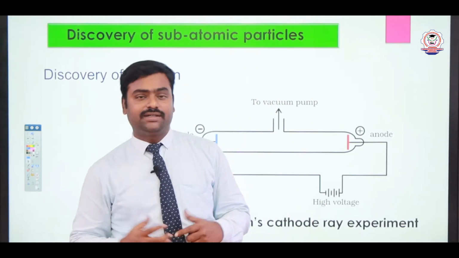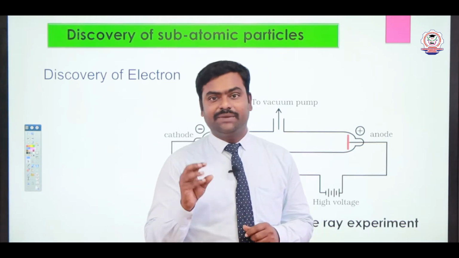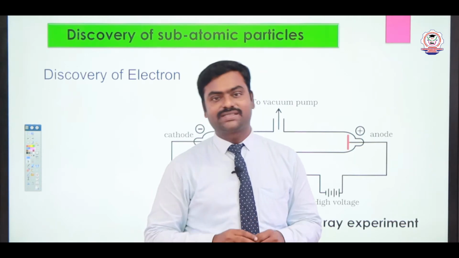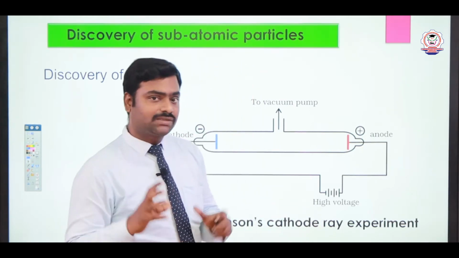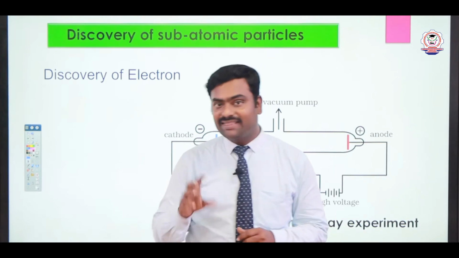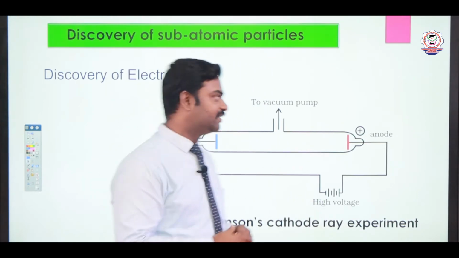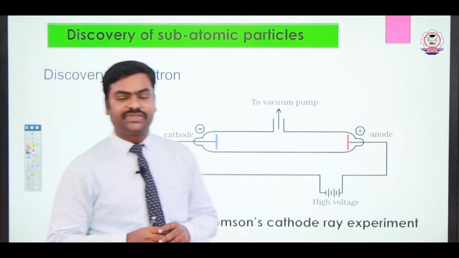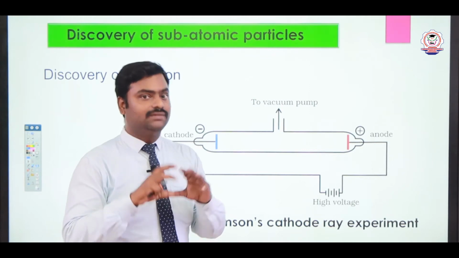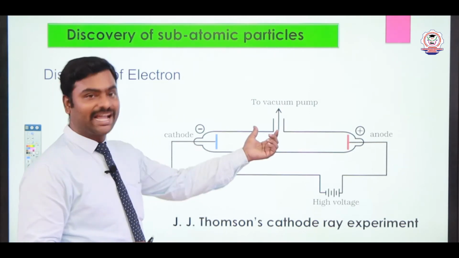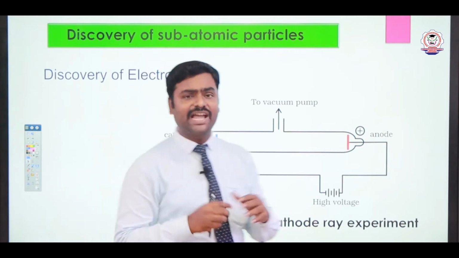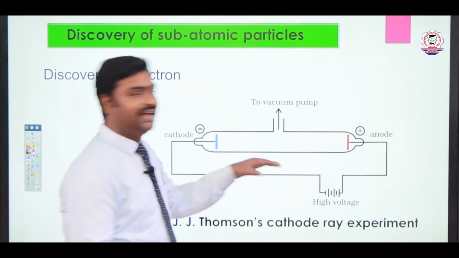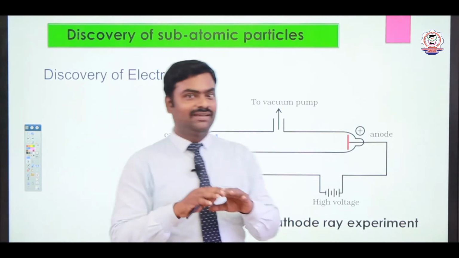I know that you all know about the discovery of electron. J.J. Thomson, yes, he is the one who discovered the electron. He was doing an experiment known as the cathode ray experiment. He was using a discharge tube, a thin walled glass tube connected to a vacuum pump. By connecting a vacuum pump to the discharge tube, we can evacuate all the gases inside the tube. So it will be a vacuum.